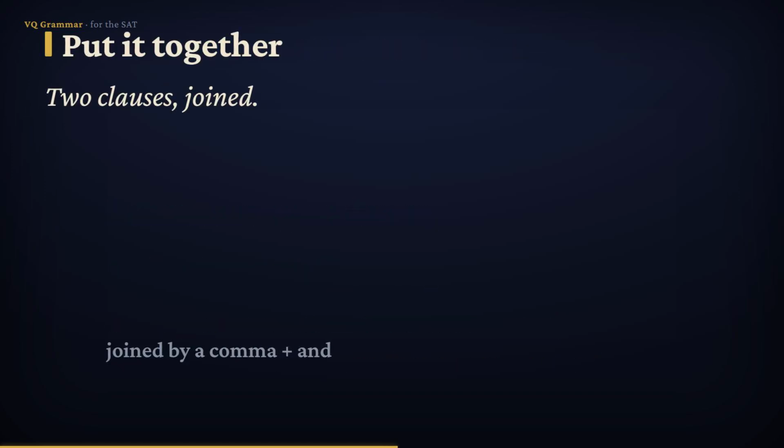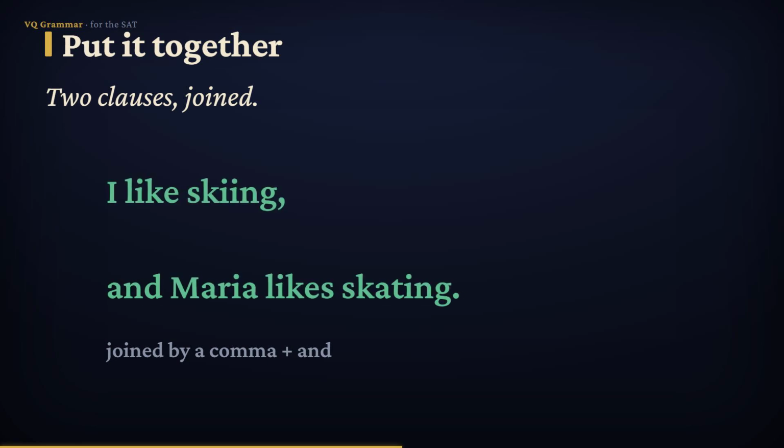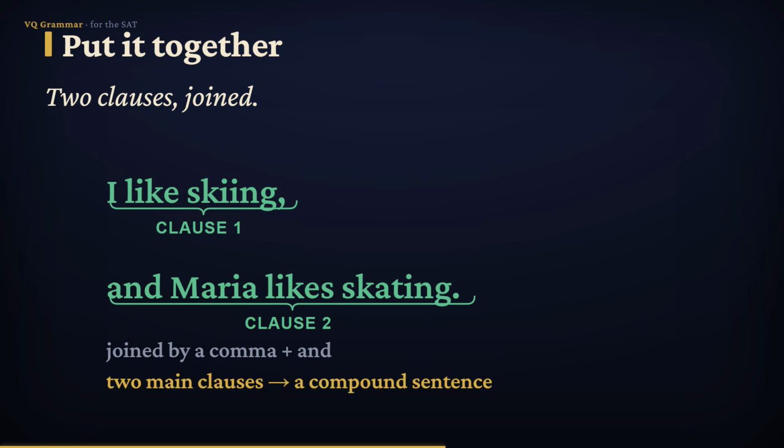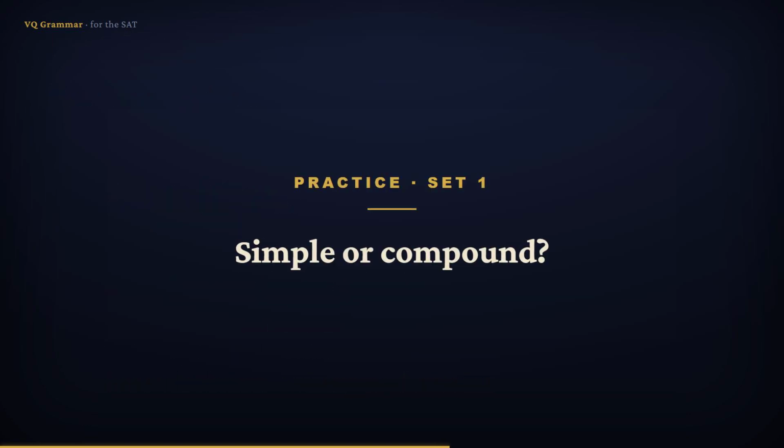Let's put it together. I like skiing, and Maria likes skating. First clause, I like skiing, complete on its own. Second clause, Maria likes skating, also complete. They're joined by a comma plus and. Two main clauses, joined correctly. That's a compound sentence. Let's practice.